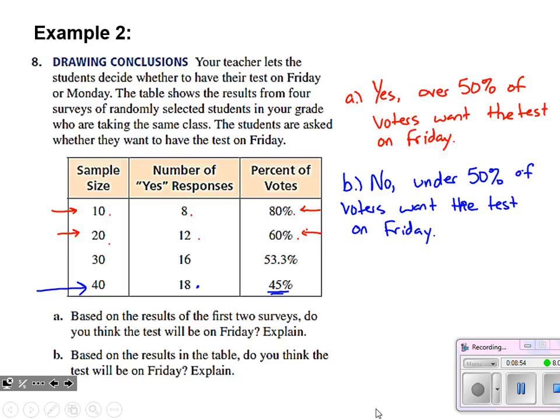Now, that's a likelihood. That's just based on this sample size. If there are like 300 students taking this class, who knows? When that sample size gets higher and higher, we may see more and more voters say yes for the Friday test. But as a result of this table, we would think that no, the test will not be on Friday.